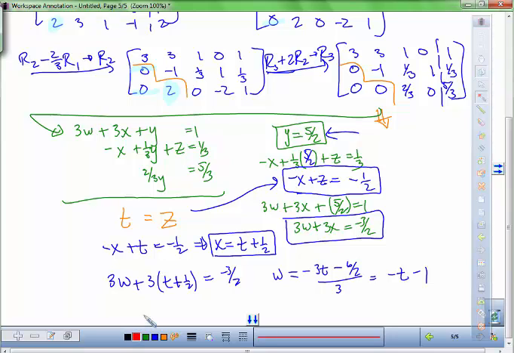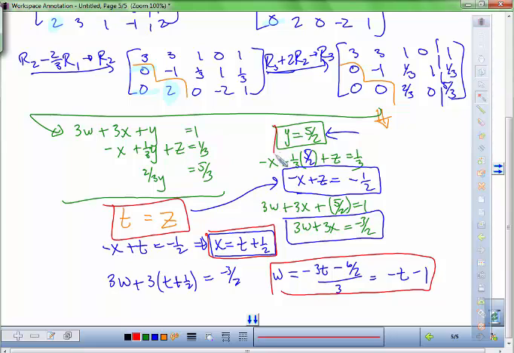So I was over boxing, so I'm going to take a different color pen and box what I really need to box. So I want a value for W, for X, for Y, and for Z. Because those are my variables, right? I want an answer for that.